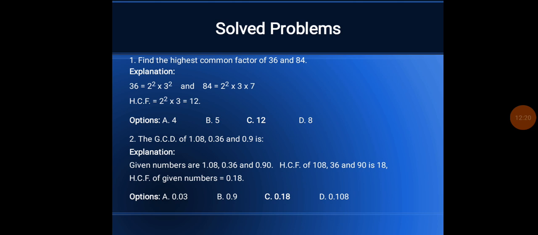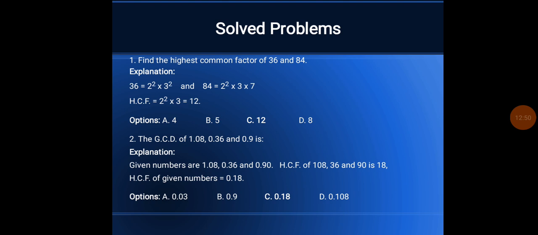So we get the whole numbers 108, 36 and 90. Now we have to find the HCF of these whole numbers, then we convert the result back into decimal. So the HCF of 108, 36 and 90 is 18. So it has a common factor 18.